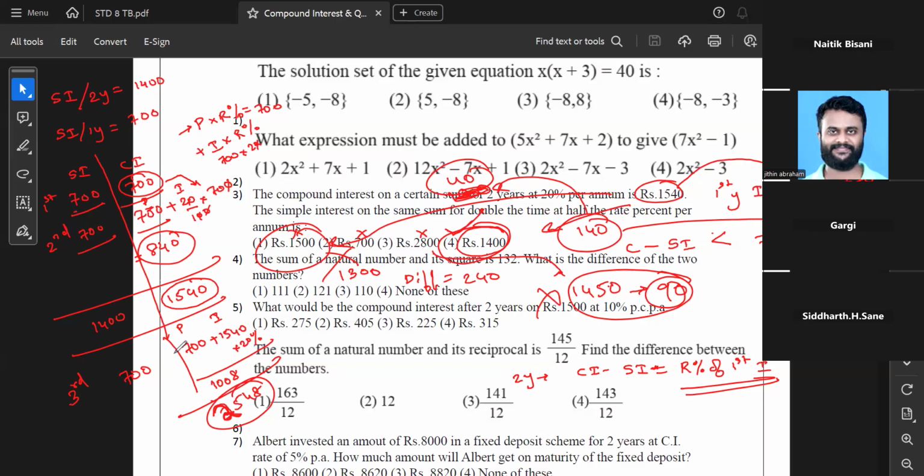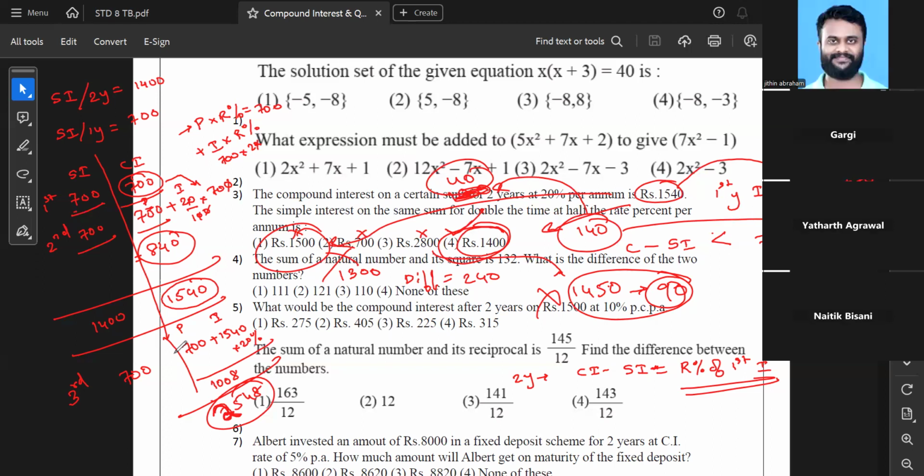Everything can be solved by formula. That is true. But solving by formula is a very common practice. Some things we can try by logic as well.